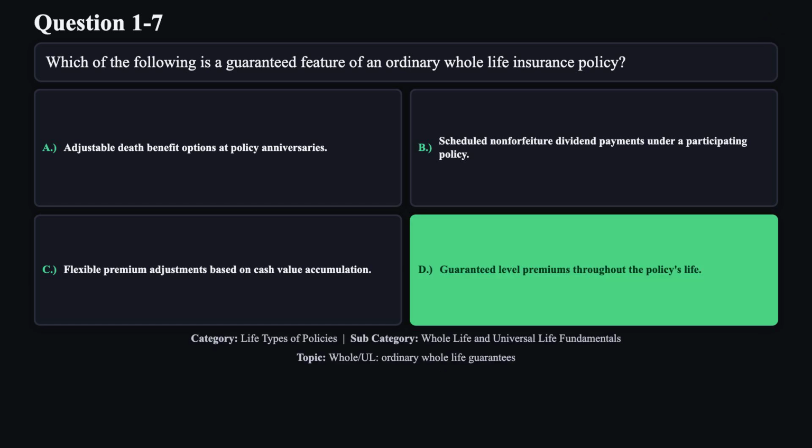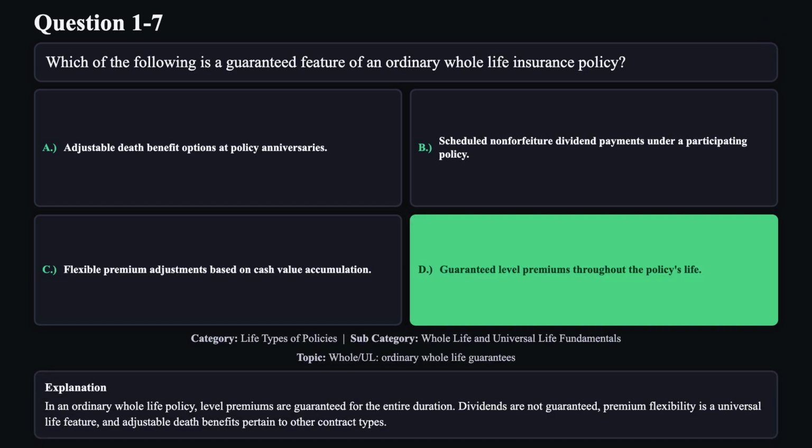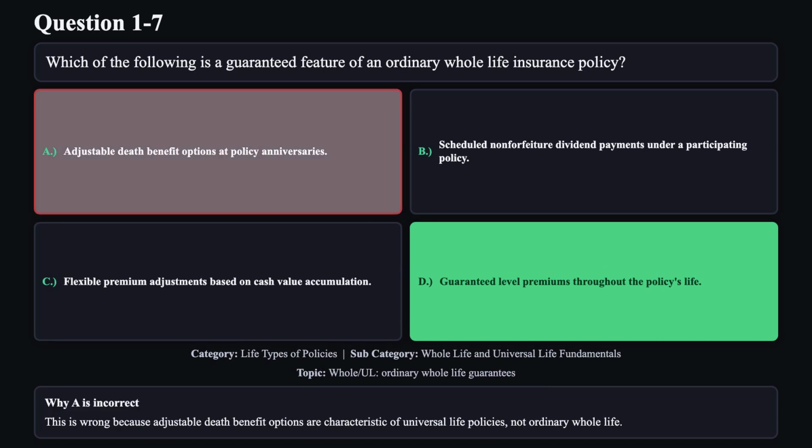The correct answer is D. In an ordinary whole life policy, level premiums are guaranteed for the entire duration. Dividends are not guaranteed. Premium flexibility is a universal life feature, and adjustable death benefits pertain to other contract types. Reason A is not correct. This is wrong because adjustable death benefit options are characteristic of universal life policies, not ordinary whole life.